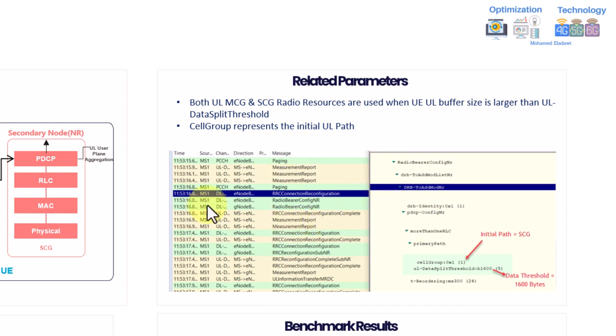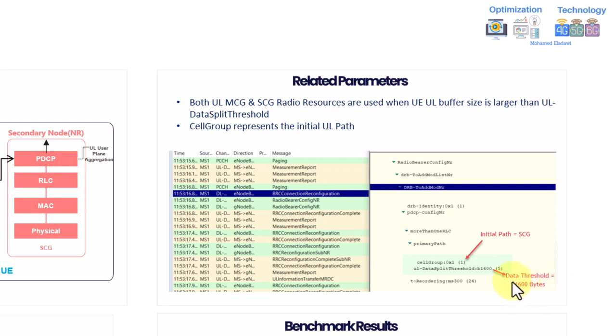So, for example, here, if you look into the RRC configure message, you will find two things: something called cell group, which, if it's for example one, means you have the initial path through SCG, and this is also configured. And here is the data split threshold, which in this particular example was 1,600 bytes. The main idea is that the higher the value, the less the data splitting or data aggregation, and the lower the value, the more data aggregation.